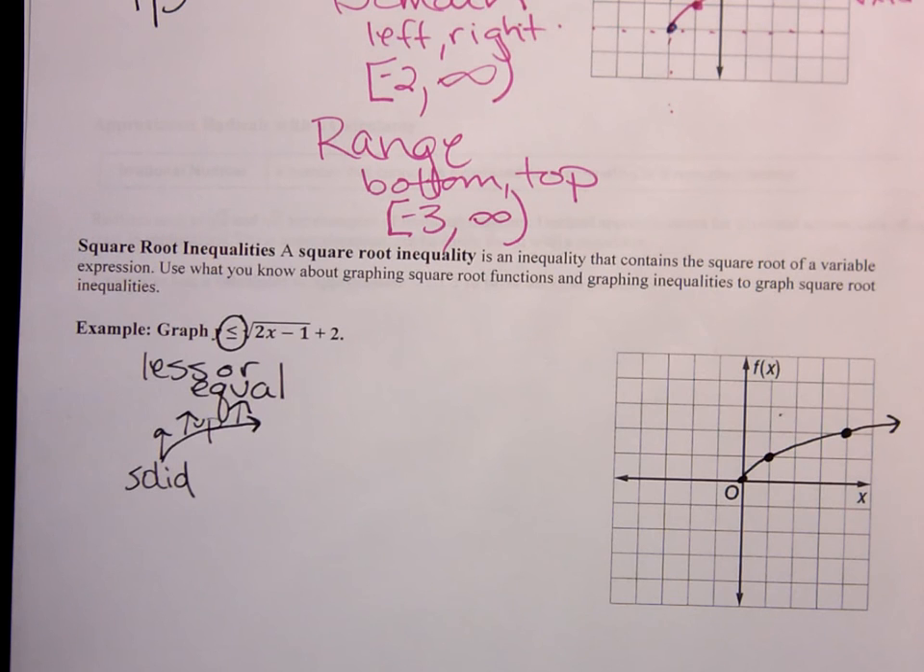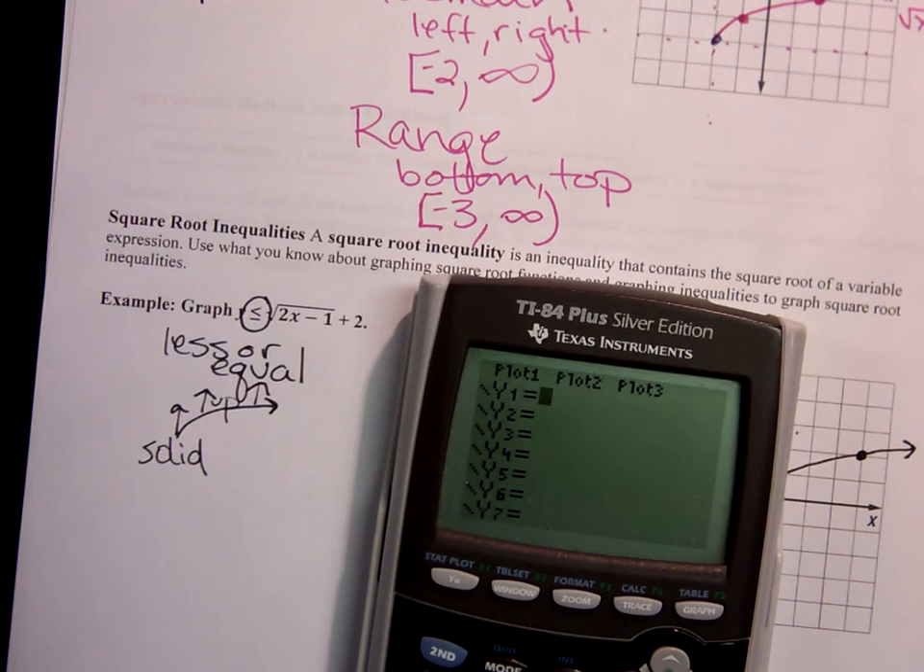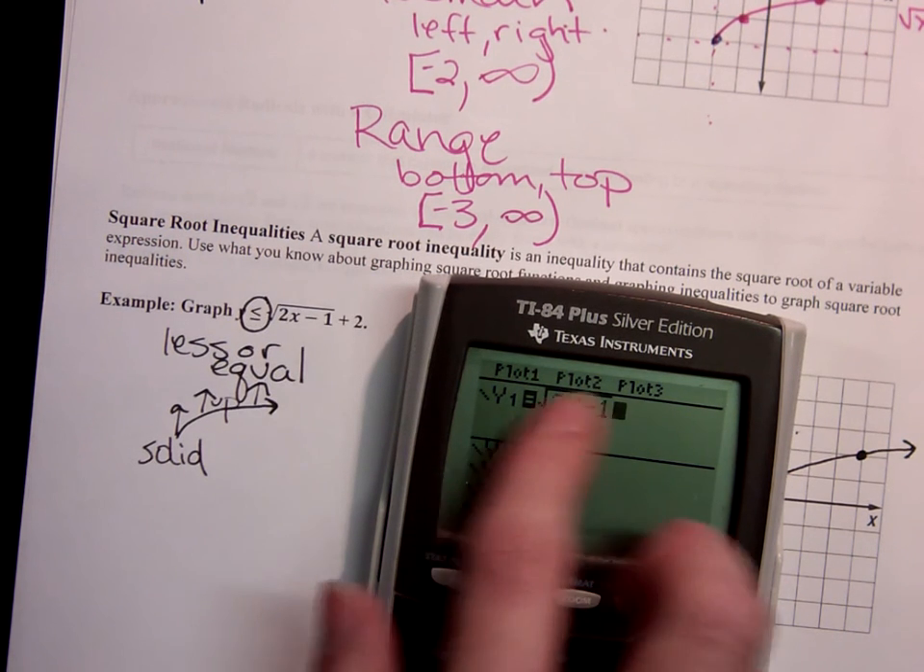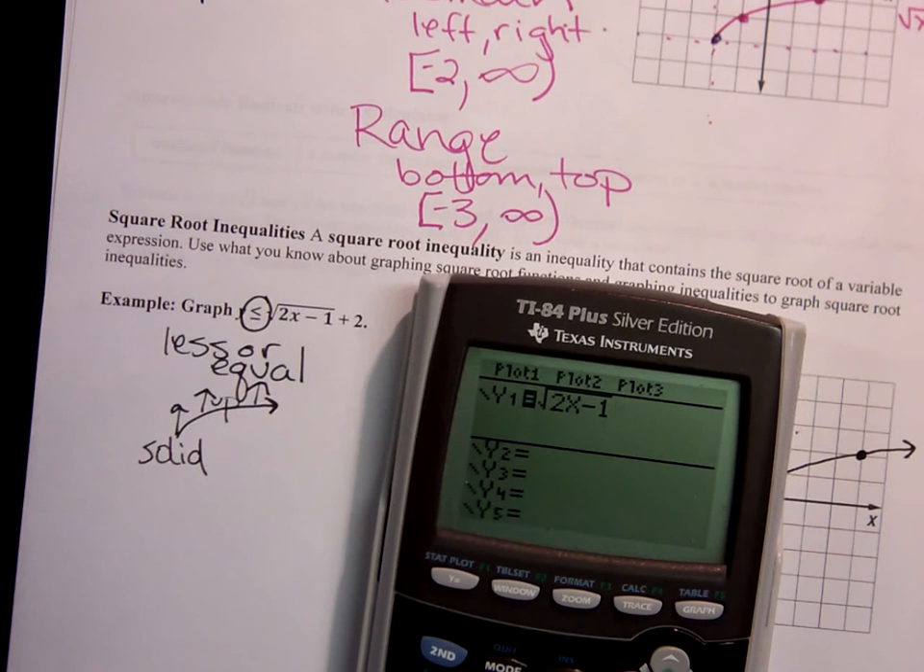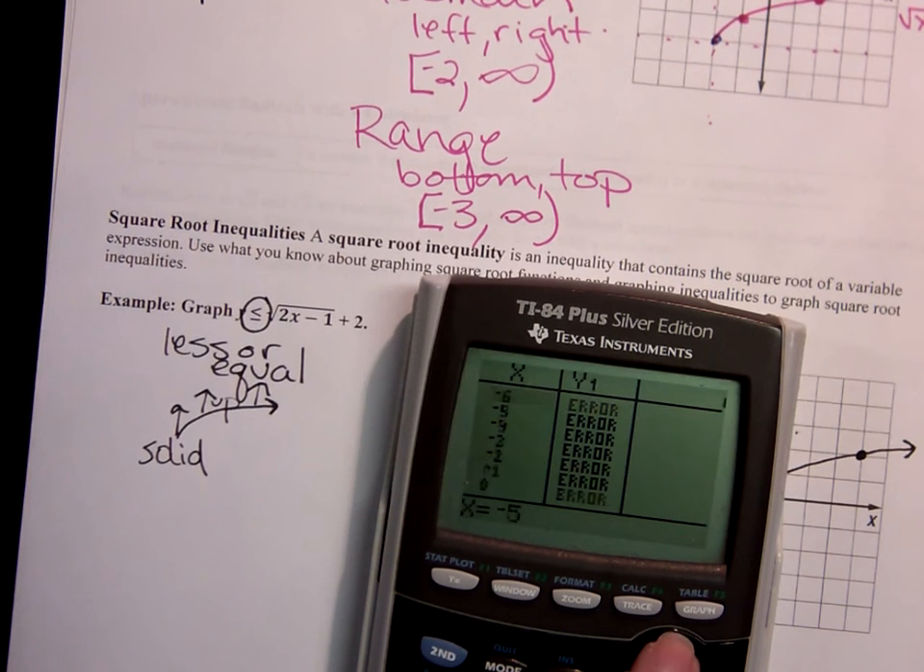So grab a calculator. And we're just going to type that in there. Y equals square root of 2x minus 1. Get out of the radical. If you're not really careful to arrow out of there, you're going to cause yourself some problems later on. Plus 2. And then there are all those errors. So this is everything that makes it be 0 or less than 0.